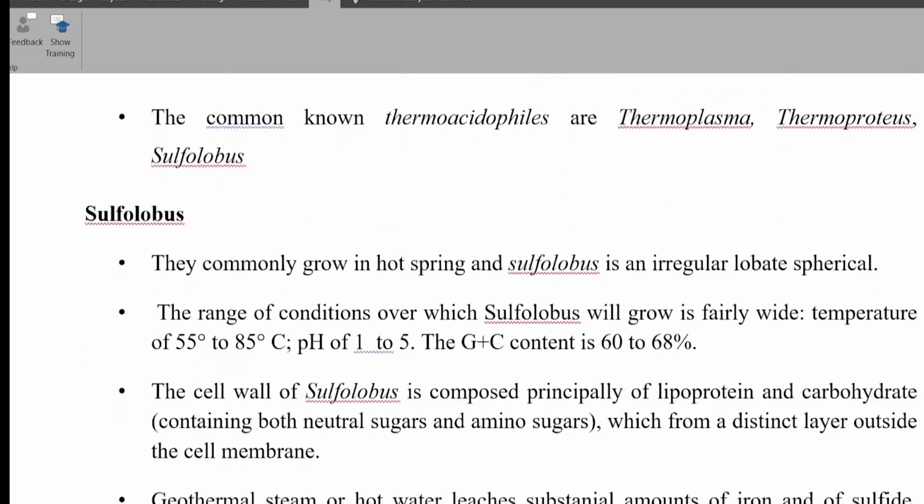Further, if you look at the cell wall of Sulfolobus, it is composed principally of lipoprotein and carbohydrate containing both neutral sugar and amino sugar, which form a distinct layer outside the cell membrane. This means Sulfolobus has a unique property to survive in very adverse conditions in hot springs and volcanic eruption environments.